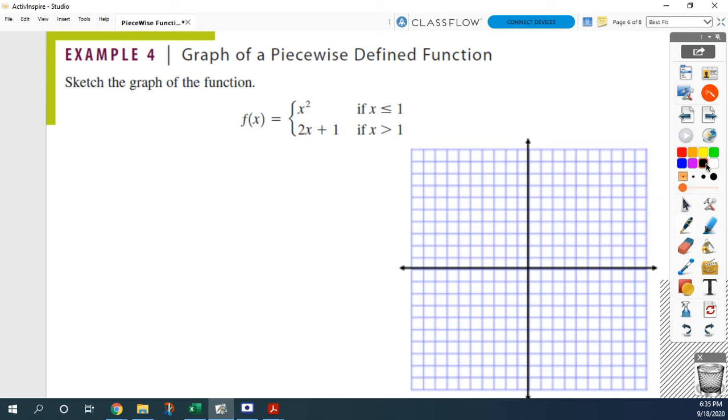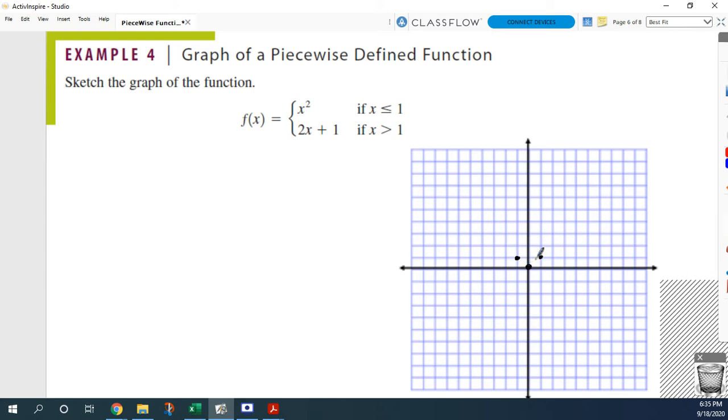So I'm going to graph x squared. Well, x squared is one of our parent graphs, so we should know our graph is a parabola. It goes through 0, 0 is my vertex. I have negative 1, 1, 1, 1, and then negative 2, 4, and 2, 4.